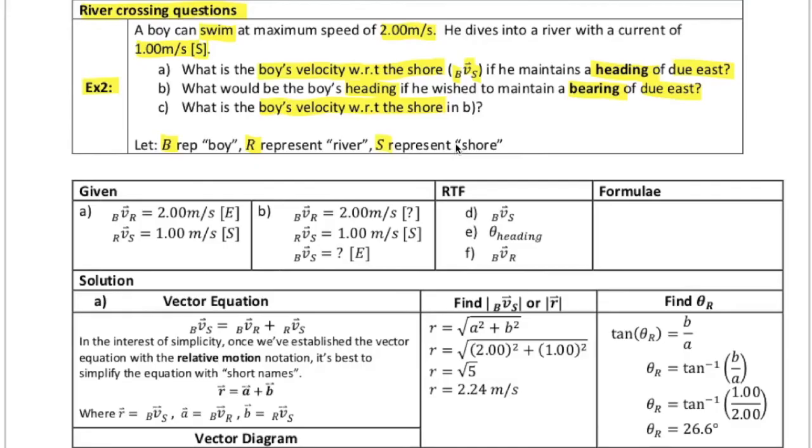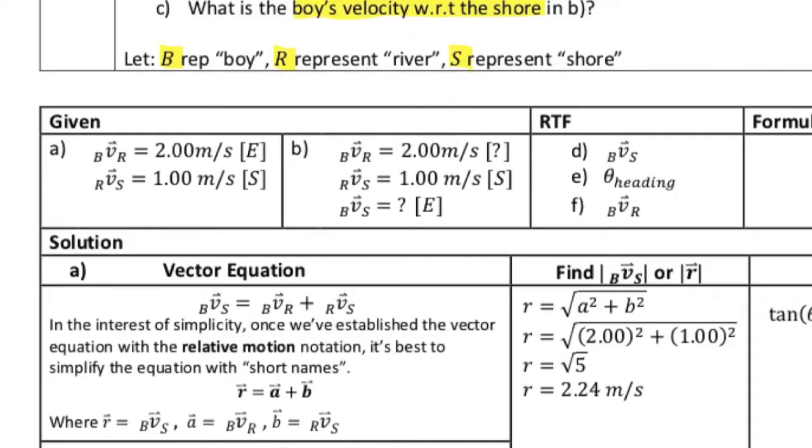So for part A, as you can see the way I have written the information, BVR, buoy's velocity with respect to the river, is 2 meters per second towards the east. The other vector we know is the river's velocity with respect to the shore, and that is 1 meter per second south. Now in part B, the given information has to change a little bit.